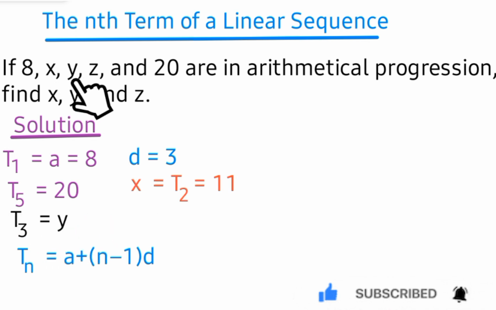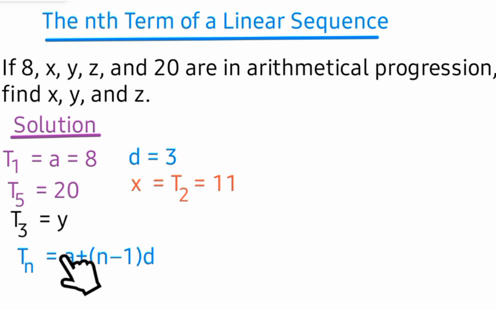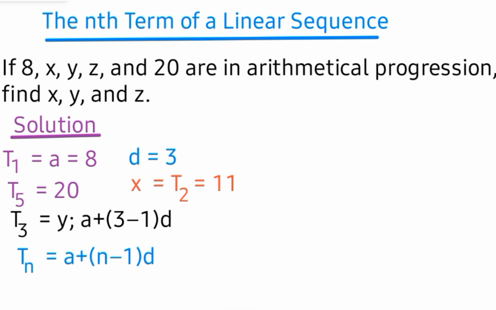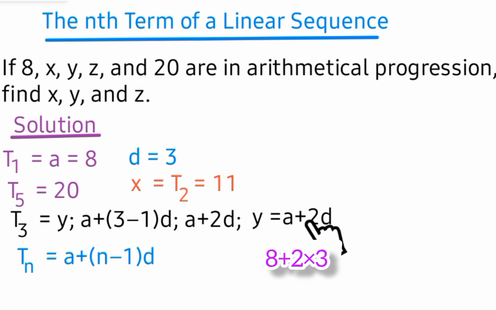Y is the third term, T3. Employing our usual formula, T3 will be equal to A plus N, being 3 minus 1, D. A plus 3 minus 1, 2 multiplied by D. So Y equals A plus 2D. Now let's fix the value of A and D into this formula to derive the value of Y. A value is 8 plus 2 multiplied by D. And D value is 3.